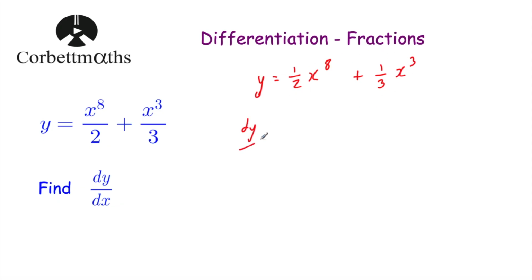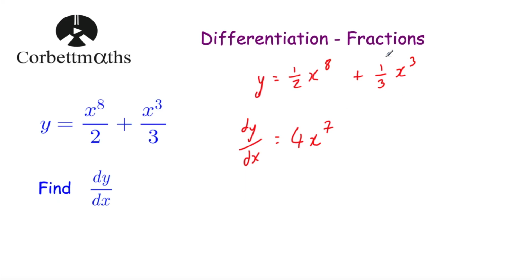So dy by dx would be equal to, let's bring down the power, a half multiplied by 8 would be equal to 4, so you get 4, and then x to the power of, and then when we reduce the power by 1, we'll get 7. So when we differentiate a half x to the power of 8, we get 4x to the power of 7.